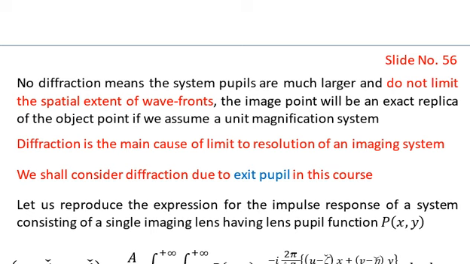No diffraction means that the system pupils are much larger and do not limit the spatial extent of the wavefronts. The image point will be an exact replica of the object point if we assume a unit magnification system. So under a unit magnification system, the image point will be an exact replica of the object point. Diffraction is the main cause of the limit to resolution of an imaging system. We shall consider diffraction due to the exit pupil in this course.